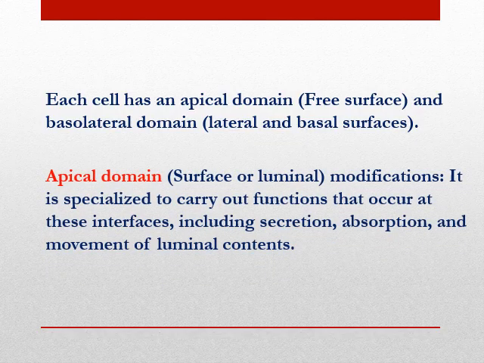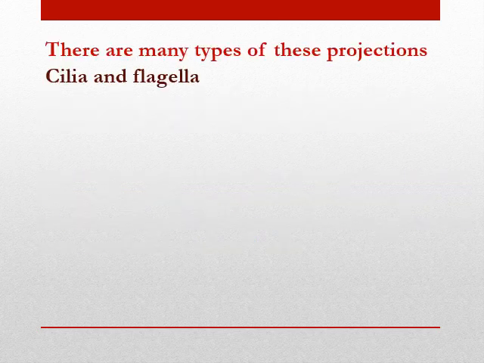The apical domain modifications specialize to carry out functions that occur at these interfaces, like secretion, absorption, and movement of luminal contents. The plasma membrane has a function in absorption of material from the cell's environment, or needs to move material that could be found in the region. For this purpose, the membrane of some cells is folded out into small projections. There are many types of these projections: cilia and flagella, microvilli, stereocilia, and caveoli.